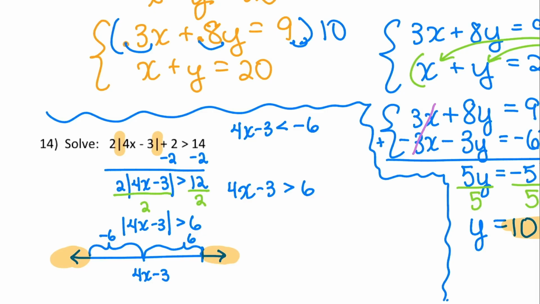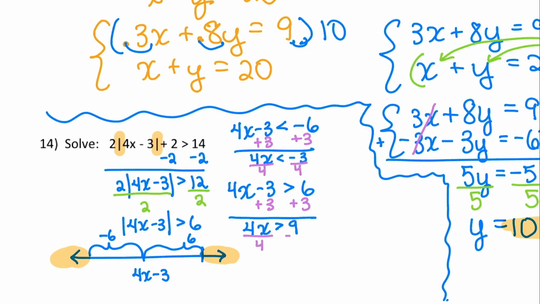Now we're going to solve these inequalities separately. So we can add 3 to both sides on both inequalities, and that's going to result in 4x is less than negative 3. Down here, it's going to result in 4x is greater than 9. Now we can divide the top inequality by 4 and the bottom inequality by 4. So now we end up with x is less than negative 3/4, or x is greater than 9/4. And these are our 2 solutions.